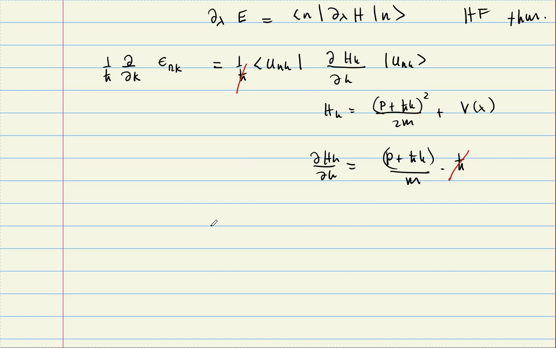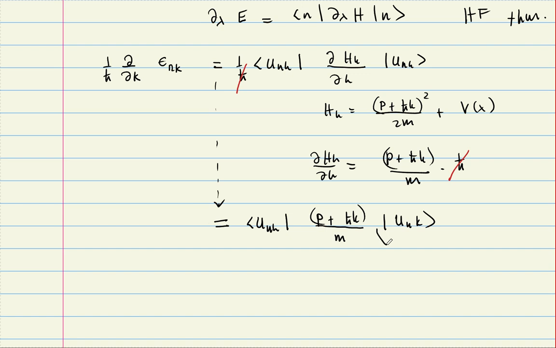Then this equation is going to be u n k, p plus h bar k divided by m, u n k. Good. Now I do what I did, in backwards.